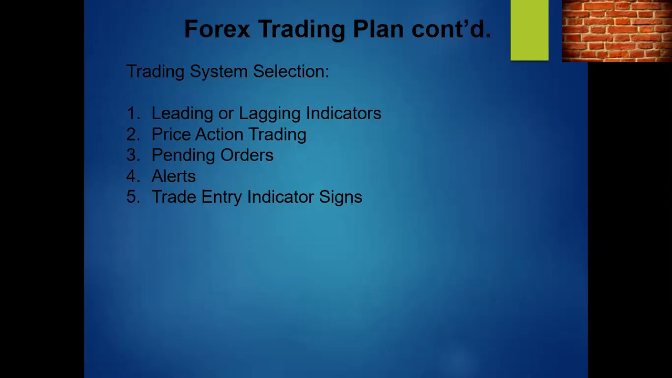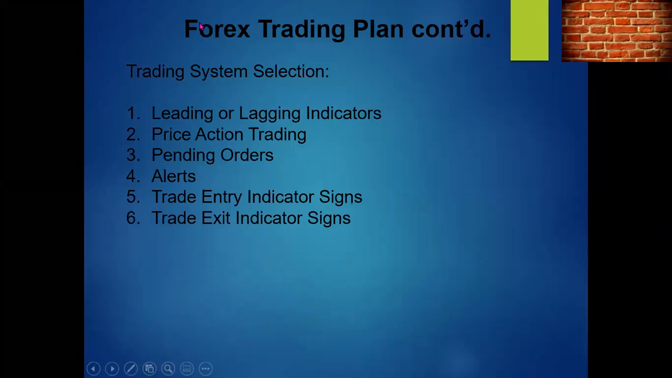So we also determine whether we're going to use alerts to notify us when prices reach a certain point, and then trade entry indicator signs. So do we want to trade only when a price has hit a resistance 3 times? Or do we want to trade when a price has hit a support only once? So all of these need to be documented in our trading plan, as well as our trade exit indicator signs.